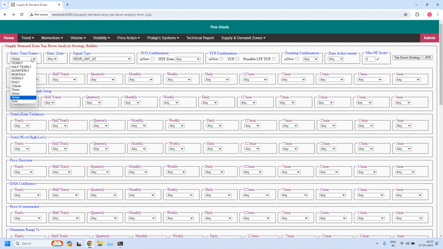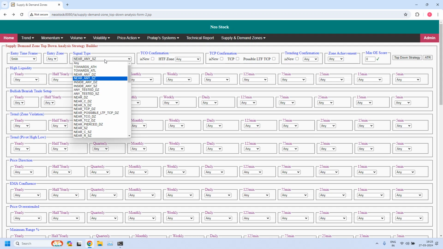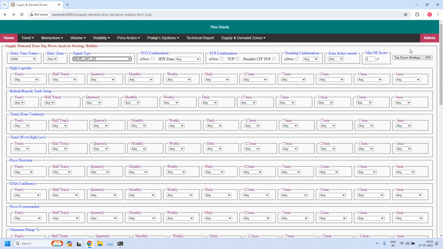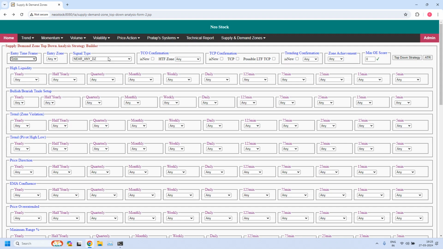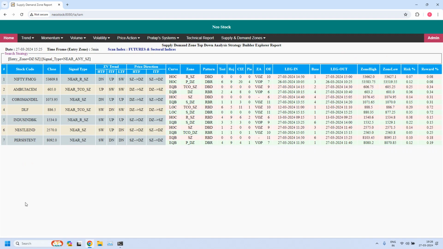So let me go back, changing the time frame to 5 minutes, and let us find the stocks near 5 minutes demand zone. These 9 stocks are filtered. So I am going back for 5 minutes time frame. Let us find the stocks near 5 minutes supply zone. So these 7 stocks are filtered. So this is about the stocks near demand and supply zones for all the time frames, apart from finding daily and 75 minutes high liquidity demand and supply zones.